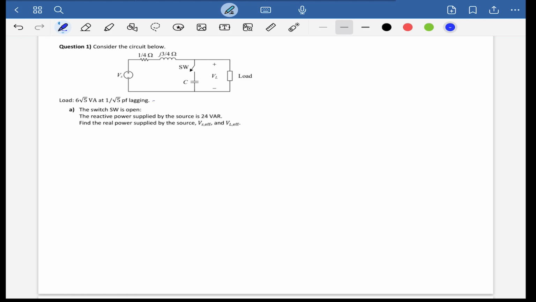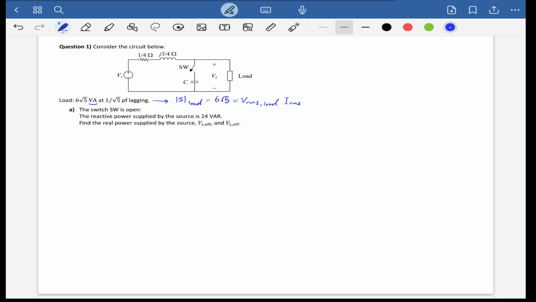Okay, what do we know from this information? So this is apparent power. By looking at the unit, VA means the apparent power. So apparent power of the load is 6 radical 5, and it is VRMS of load times IRMS of load. But we know that the circuit has they're all in series, so IRMS will be the same for all of the components in the circuit. So I just write it IRMS.